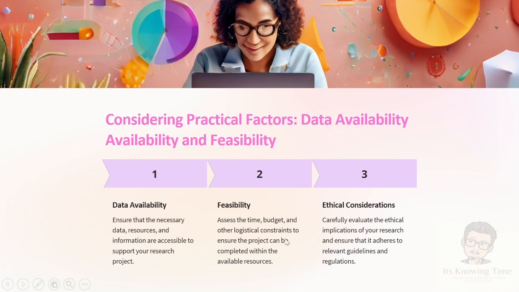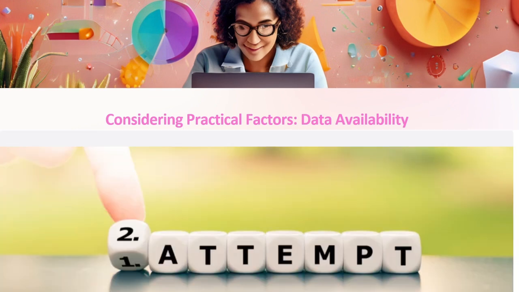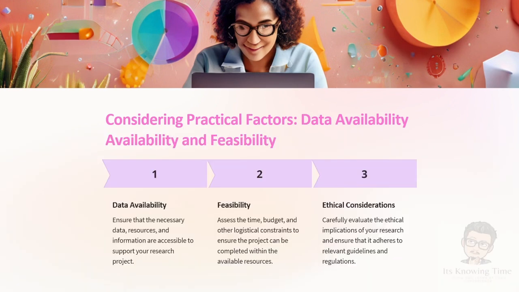Ensuring data accessibility, feasibility, and considering ethical implications are essential practical steps for a successful research project. Once you have considered these factors, it's time to refine your topic. Keep in mind that you cannot get a polished topic on your first attempt. Like the steps I have mentioned, these are not hard and fast rules. It can be flexible. You can move from one step to another.